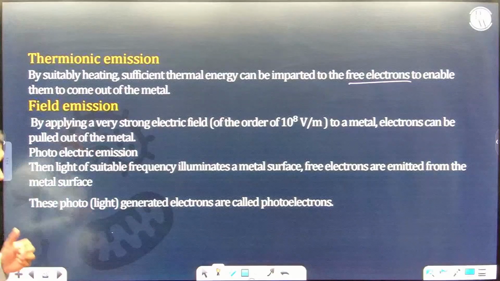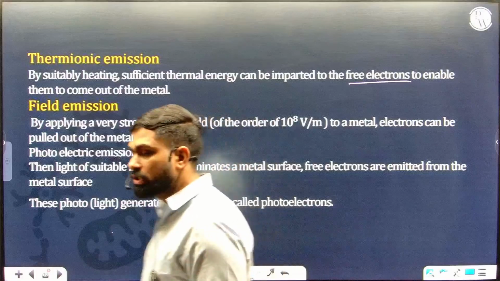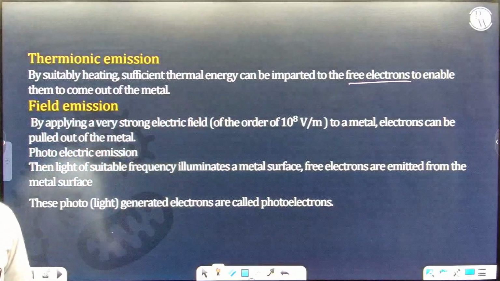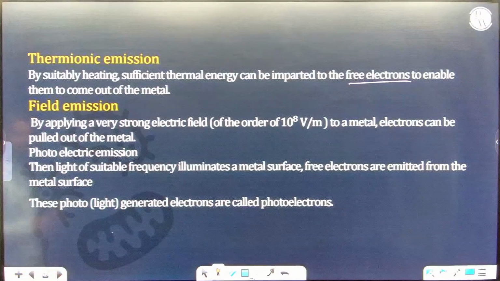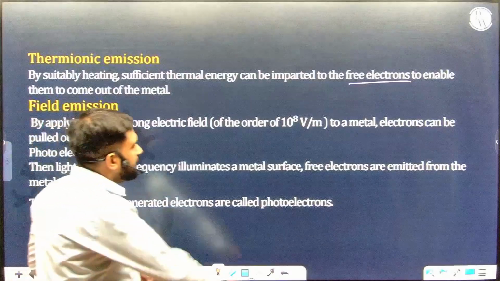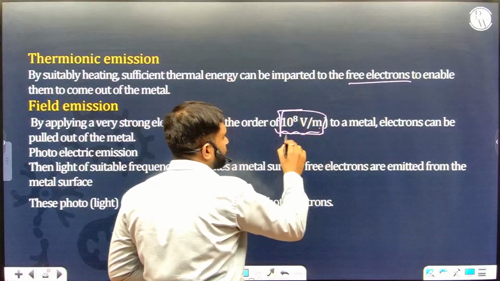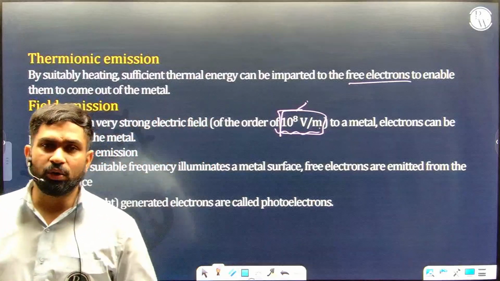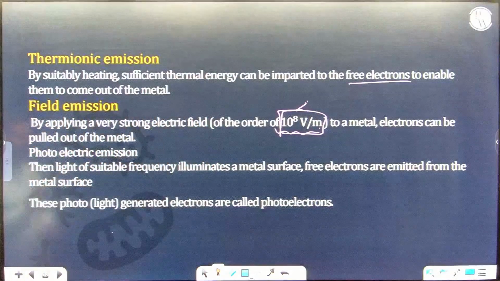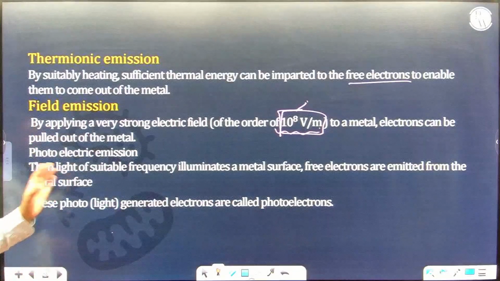Field emission. Field emission is basically applying a very strong electric field on the electrons so that they get energized. If we apply the field, they get energized, and with that energy they can easily eject out of the metal surface. They have given the order of the required electric field. The required field to eject out electrons is 10 to the power 8 volts per meter or Newton per coulomb. With that field, we can supply sufficient energy to the electrons so that they can come out of the metal surface.